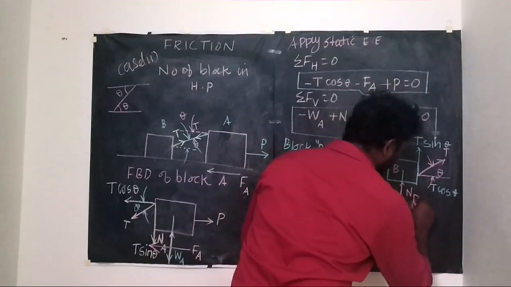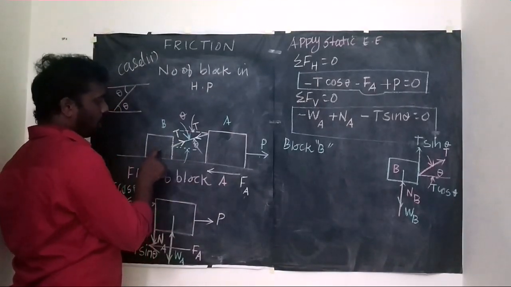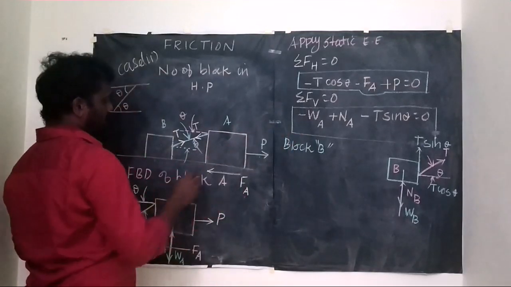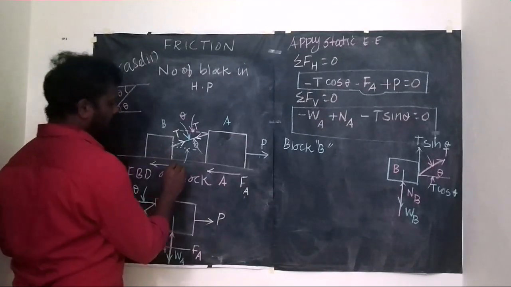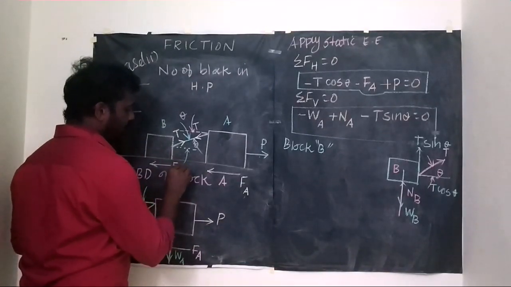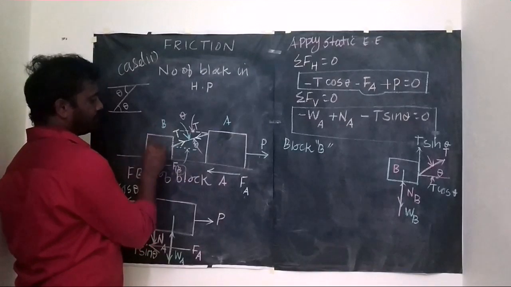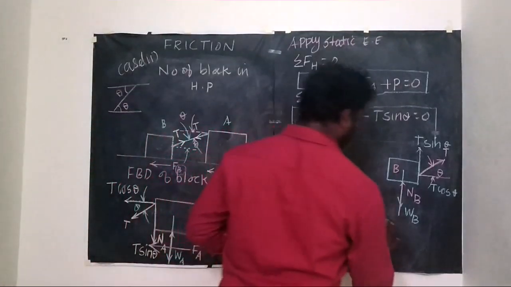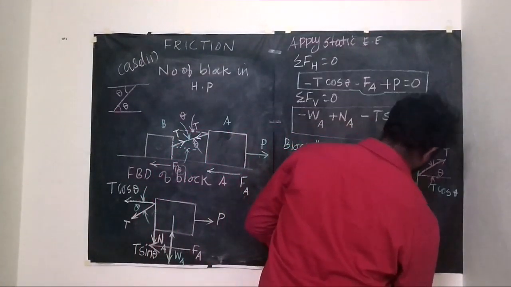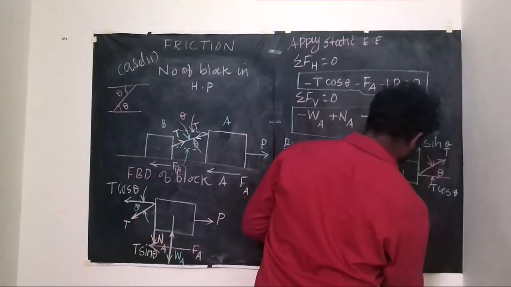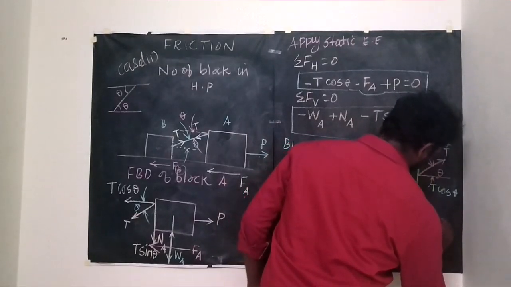N suffix B. Then due to application of this external force, this block starts to move towards right. At that time the limiting friction force is acting opposite to the block movement. So this is my limiting friction force F suffix B. This B indicates that this limiting friction force value depends upon surface finishing of block B. So I am going to mention the limiting friction force on the free body diagram, acting opposite to the body movement, that is F suffix B.